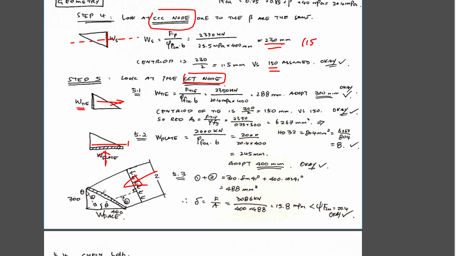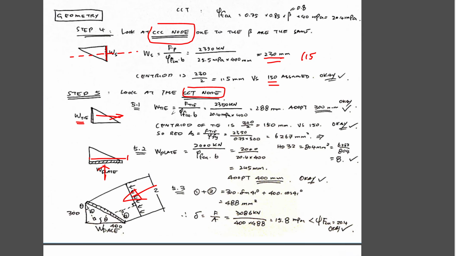So what is required? Is the face big enough? Because the face is going to be determined by your tie and your plate. This forms a triangle of the hypotenuse area. So is that going to be okay to resist my bottle strut? These are the things that need to be checked by the CCT node.